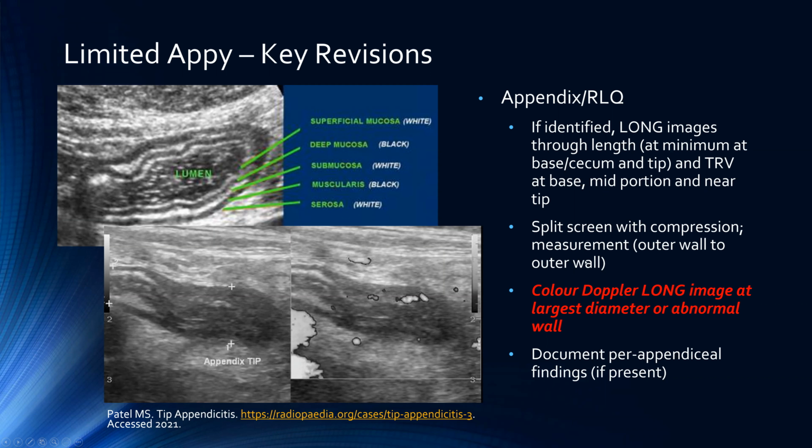And then something that I don't think we always do, but I'd like to see going forward, is a color Doppler long image at the largest diameter of the appendix, or at any other portion of the appendix that has abnormal appearing appendiceal wall. And then obviously document any other periappendiceal findings if present, like echogenic fat or fluid.